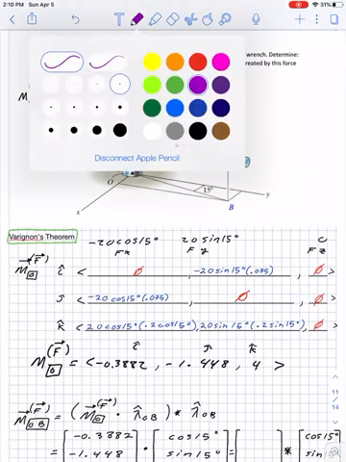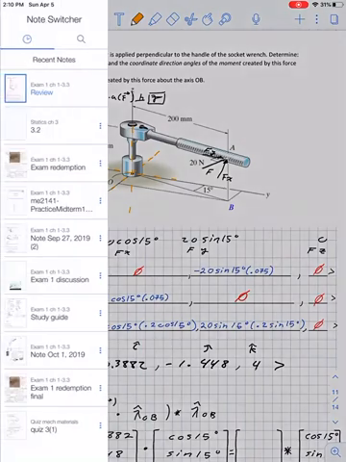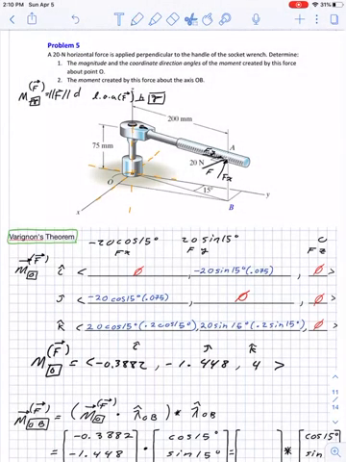And what Varignon's theorem says is that if we break up this force, that we call this force F, into its components, f of x and f of y, and we want to find that moment at some point, and we'll call that point the origin right now because that's what this question is asking for, but it could be any point. Any point, it doesn't matter.